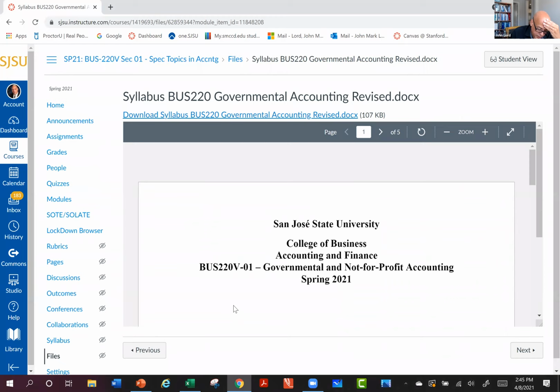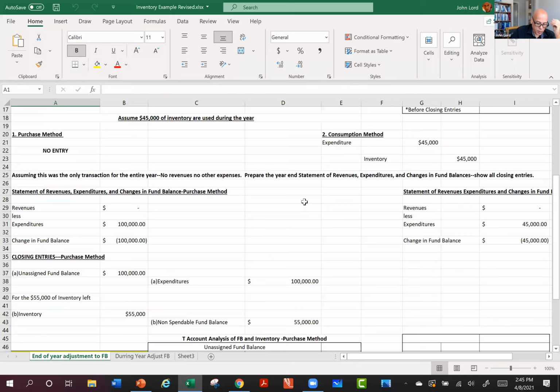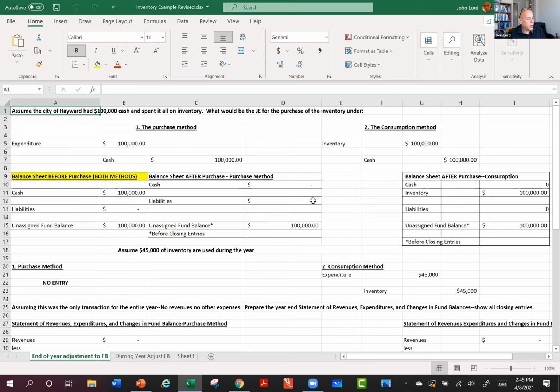Okay, good. Now, let's take a look at the other example here, which is inventory. Let me start out by asking you, is inventory a current asset? Yes, it's a current asset. Good. So that means my balance sheet needs to show inventory, right? And remember, when we were talking about the constraints on fund balance, we said that any amounts you hold in inventory are considered a non-spendable fund balance. So what this example is going to walk you through is how we end up at the end of the year with an inventory asset, a current asset showing on my balance sheet, and how I end up with a non-spendable fund balance for any inventory shown on the balance sheet, because that's going to be the case.